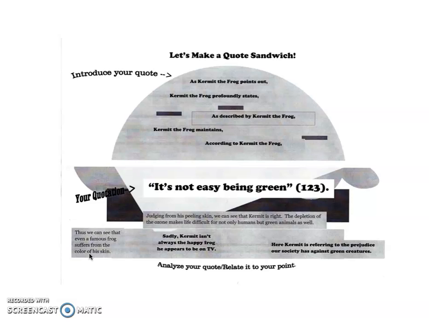Now, let's change it one more time so you can see the difference. Kermit the Frog maintains, it's not easy being green. Judging from his peeling skin, we can see that Kermit is right. The depletion of the ozone makes life difficult for not only humans, but green animals as well. Do you see what I mean? So this is incredible to me. This is like the magic of your writing, because your writing dictates what I'm going to think about what someone else has said. And this is the beauty of research writing, right?